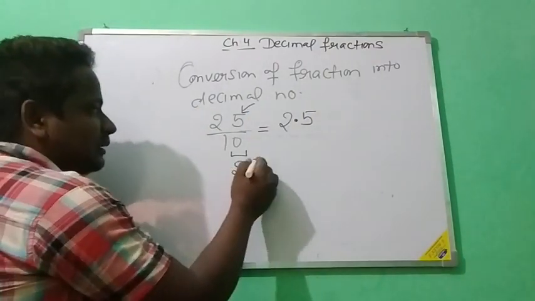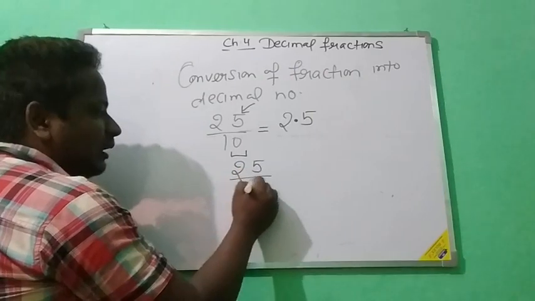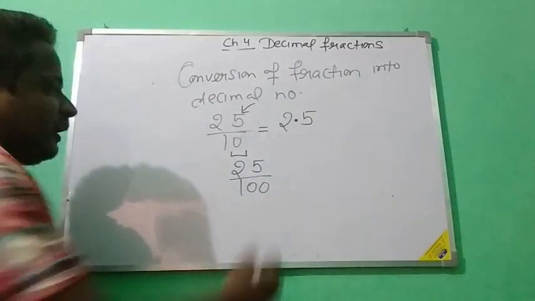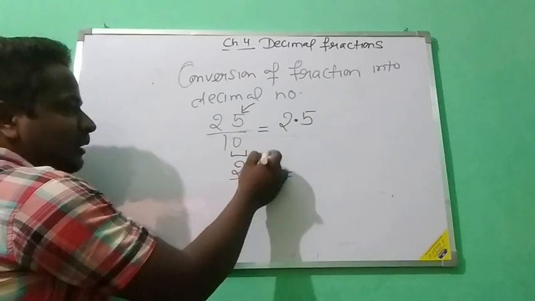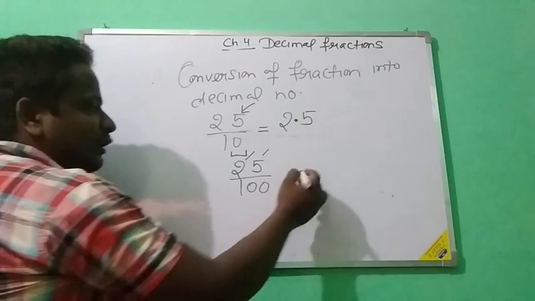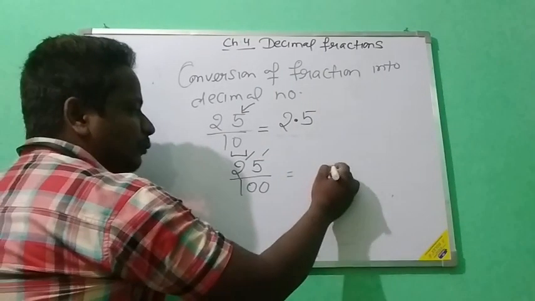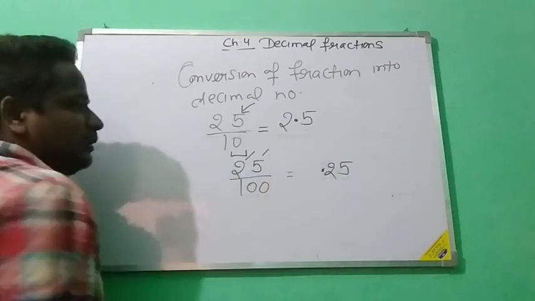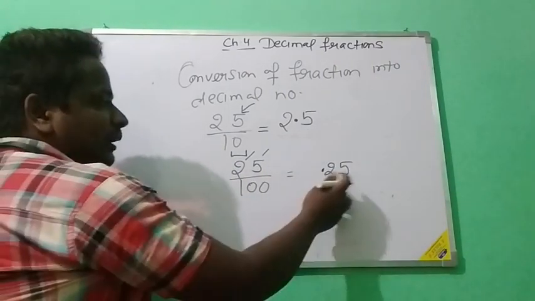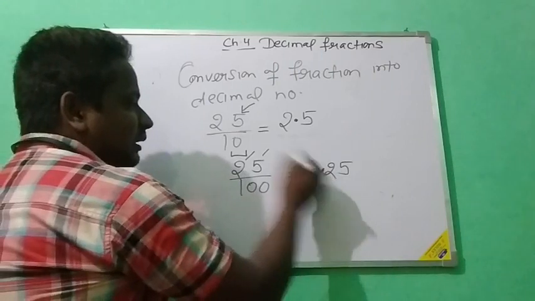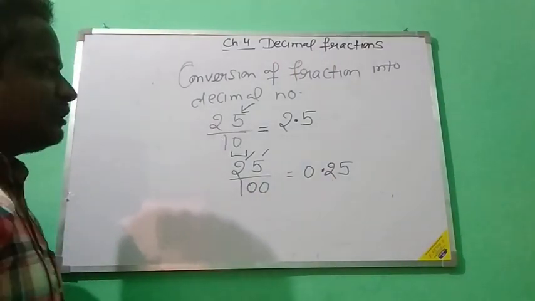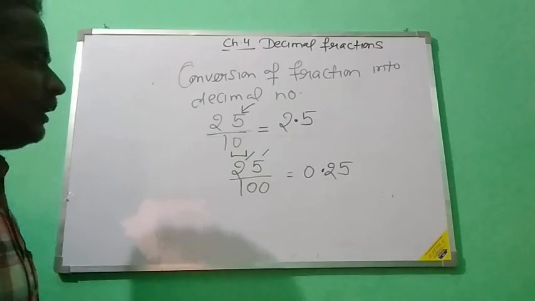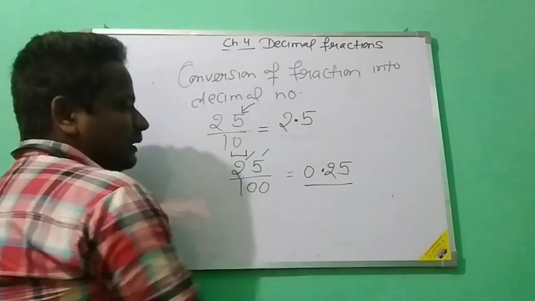Suppose this number is 25 upon 100. So it has 2 zeros. You will count from the right side 1 digit, 2 digit, and you will place the point before the 2 digits, and it will become 0.25, and you will place 0 ahead of the point. It is a way of writing a decimal number.